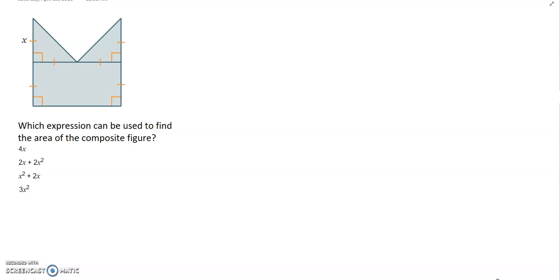Which expression can be used to find the area of this composite figure? We see that we have some labels on here already given for us, so we can identify we have all these congruent pieces here, here, here. So all of them can be labeled with x.